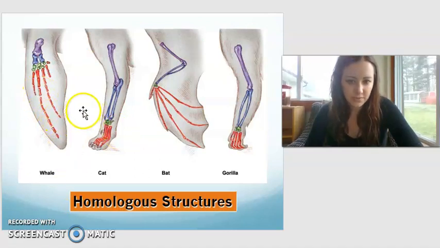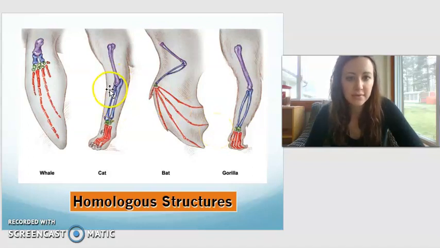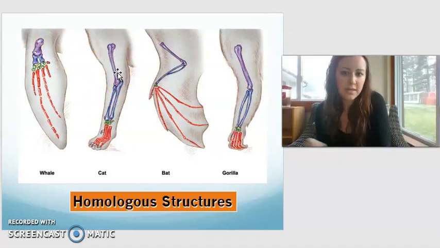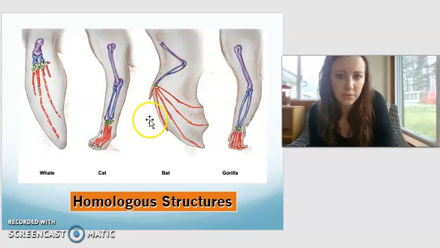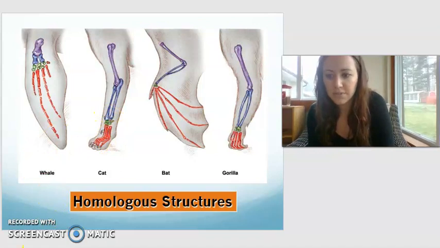Here's some more examples of that, and this is very similar. So you see the hand bones in a cat, a whale, a bat, and a gorilla. They're totally different in structure, but they still have similar parts, right? So here's the upper arm bone, the radius and ulna would be here in blue, the wrist bones in the green, and then the hand bones in the red. Similar structure, just different functions.